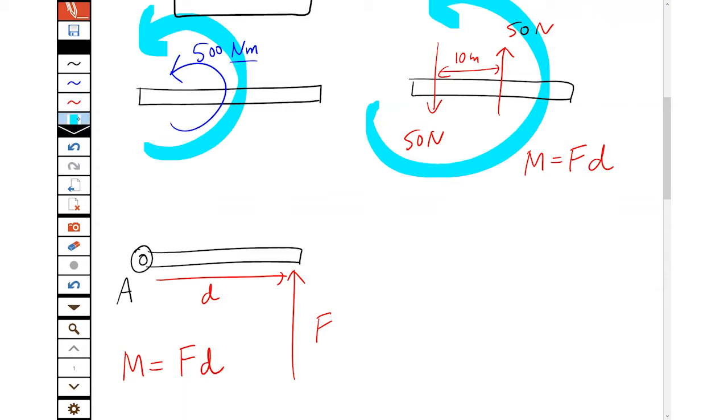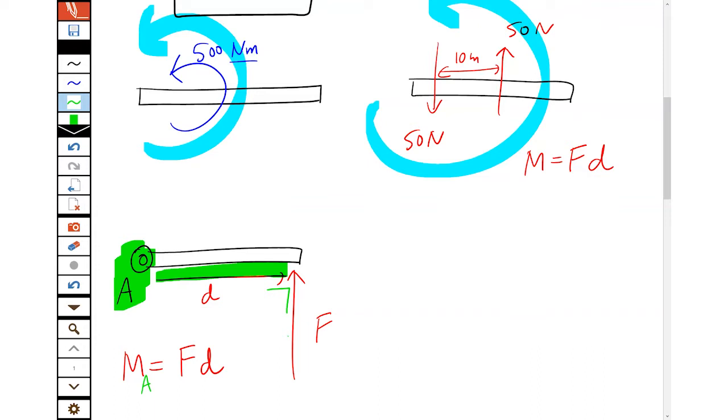Now notice something important there. We had a specified point here, so we have to be alert to that. This is the moment around a point. The moment around A is equal to the force times the perpendicular distance from that force. It's perpendicular because that's the shortest possible distance. So the moment around A is the force times the distance.